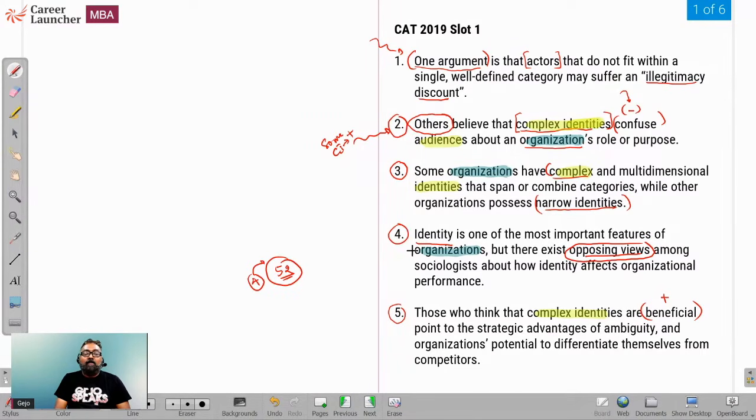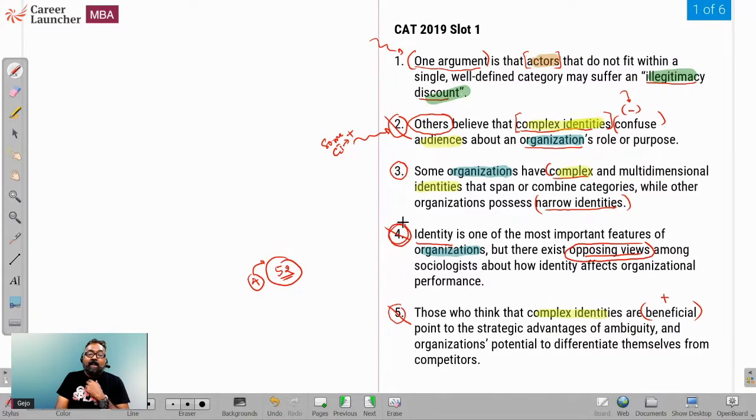Right? So once we identify that sentence number 4 is in, sentence number 5 is in, sentence number 2 is in, when you look at the sentence, it talks about actors. Who are these actors? What is this thing that we are talking about? Illegitimacy, discount, what are these things? But I believe sentence number 3 is connected to this thing, as organizations having complex identities and narrow identities.